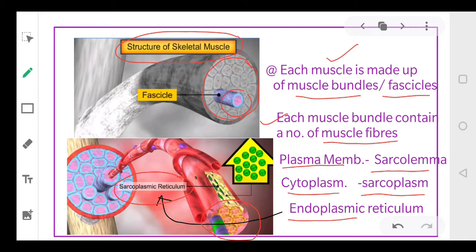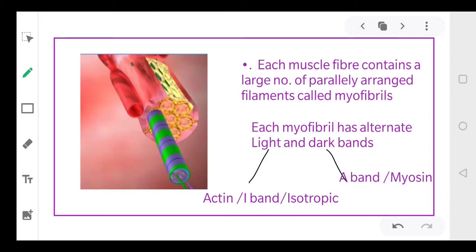So each muscle is made up of muscle bundles, and each muscle bundle is further made up of muscle fibers. Each muscle fiber then contains a large number of parallelly arranged filaments. This is your one muscle fiber, right? And we can see it contains a large number of parallelly arranged myofibrils, and myofibrils have alternate light and dark bands.